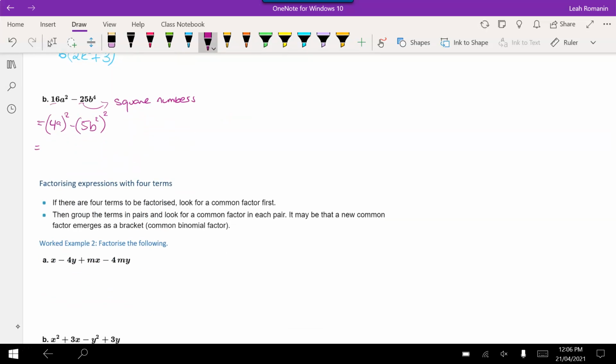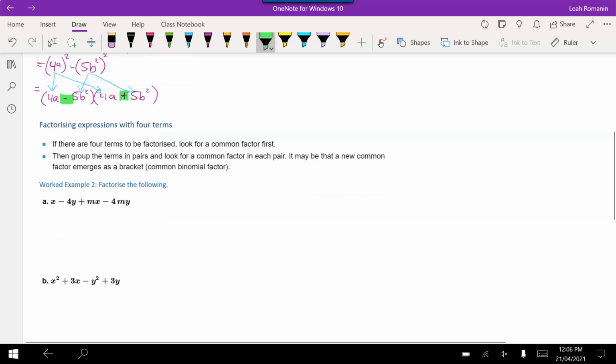And then to factorize this expression fully, I'm going to take 4a minus 5b squared, and then I'm going to take the same two numbers but put a plus in the middle. So the 4a comes here, also goes there, and then the 5b squared is here and also there. Noticing that the only difference really is this plus and minus in between the brackets.